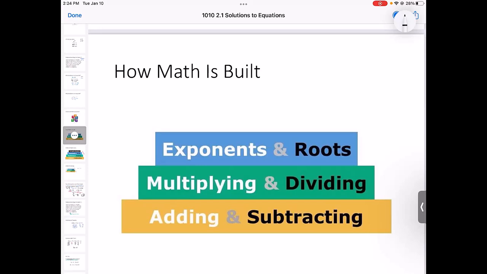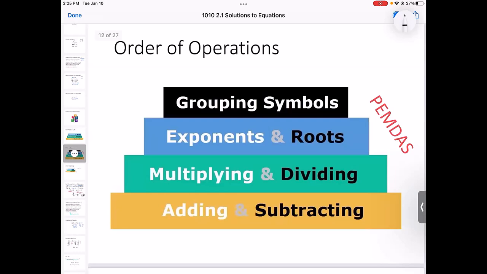And then repeated multiplication becomes exponents, and exponents can be undone by doing roots. So math is built in this pyramid structure where repeated addition becomes multiplication, repeated multiplication becomes exponents, and each one of them has something that undoes it. The order of operations, which I'm sure you have learned about, is often called PEMDAS. It basically says that you start off with grouping symbols, so if there are any parentheses, you do that stuff first.